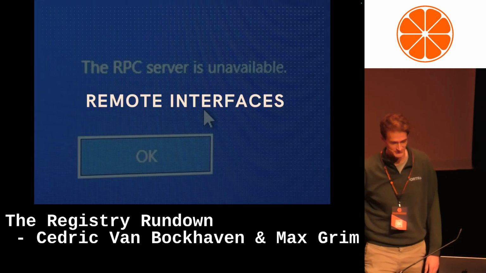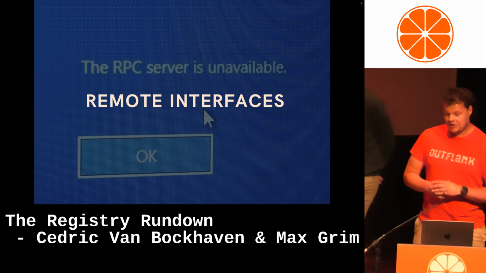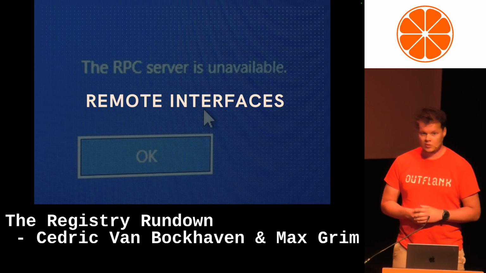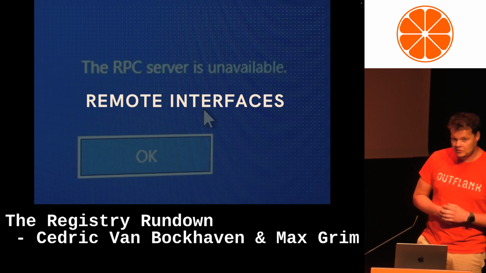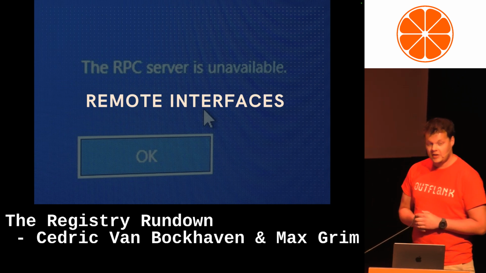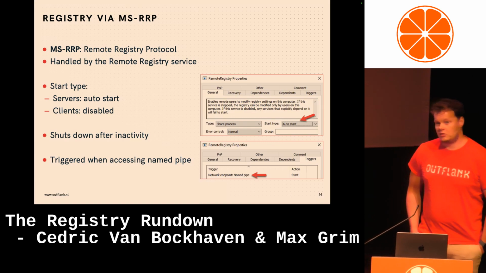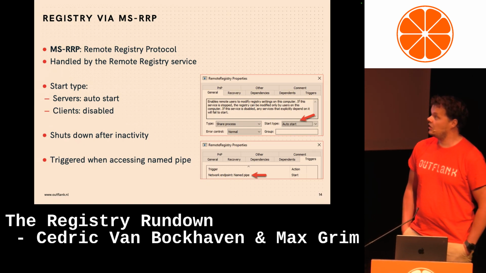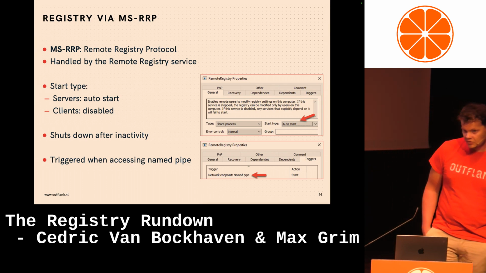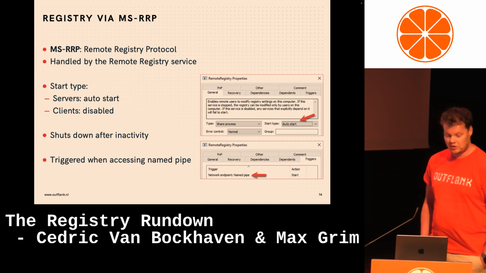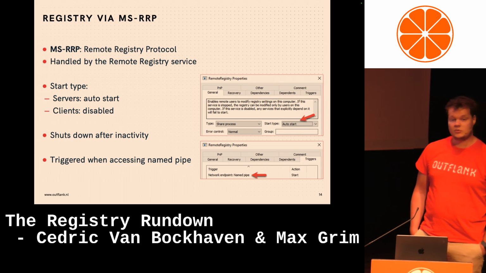So, as attackers, we want to interface with this registry, for example, to do reconnaissance, to do lateral movement, or maybe even some relaying attacks. And there's at least two ways that we know of on how to remotely interact with this registry. The first method is via the Remote Registry Protocol, or MS-RRP. This is handled by the Remote Registry Service, and by default on servers this is marked as auto start, and unfortunately on clients it's disabled. So for this protocol we mostly focus on servers.